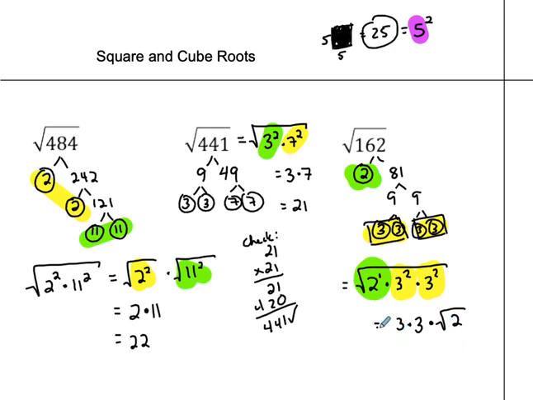So I was able to take the root of 3 squared. I was able to take the root of this 3 squared. I wasn't able to do this part yet. So I've got 3 times 3, which I took, which is 9. But then I've also got this other factor, which is the square root of 2. So the answer to that one is 9 times the square root of 2.